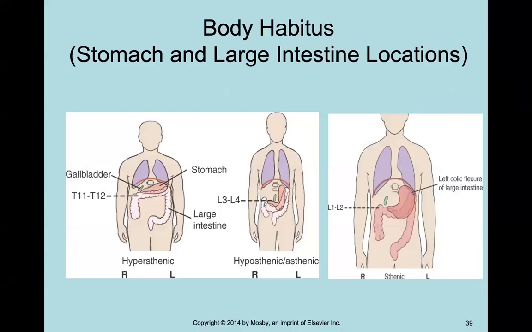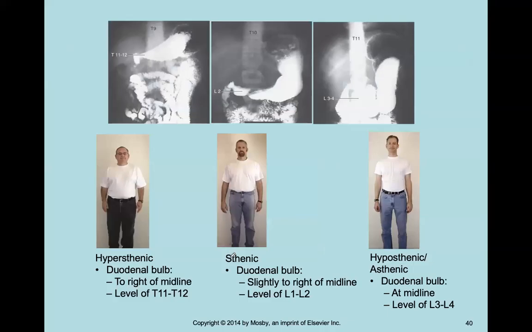Okay, so here we have, let's say if you see this image on an exam or one of the assignments, and without this, and I ask you, what body habitus is this? You should be able to say hypersthenic. Why? Because you see that it's labeling T11, T12. L3, L4, I know that that's asthenic, right? L1, L2, that's sthenic.